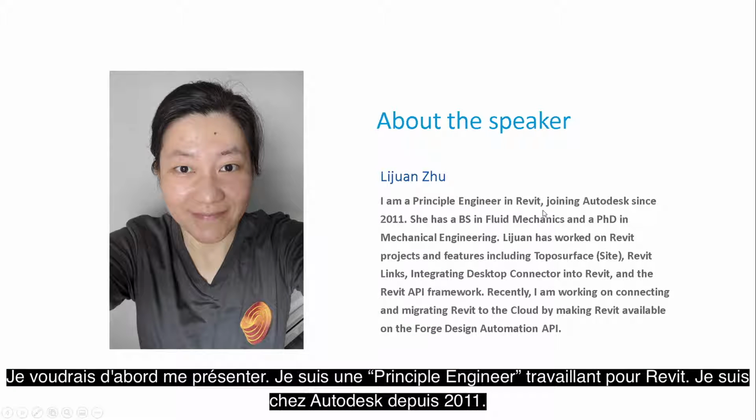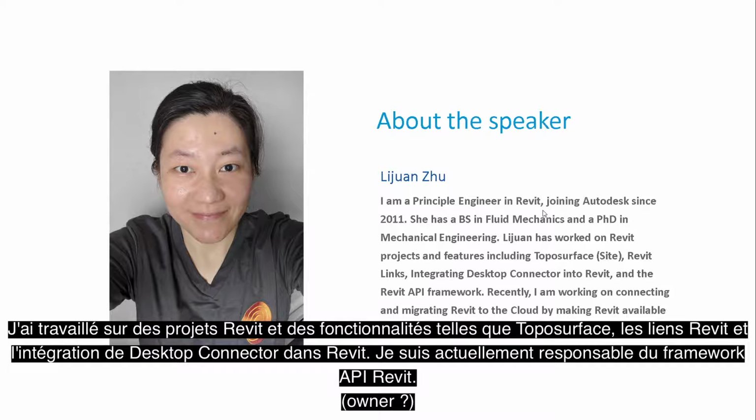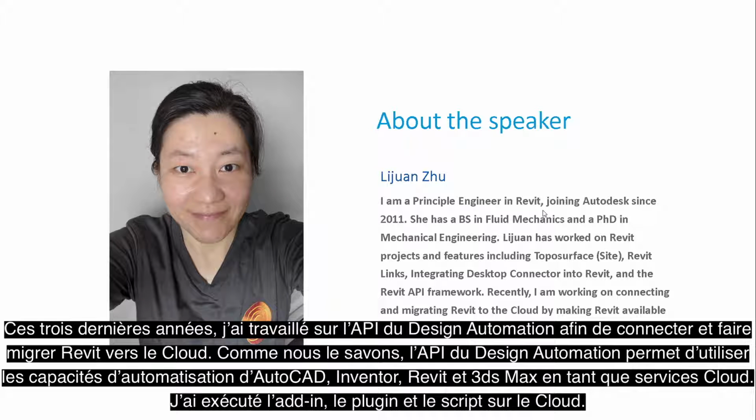I would like to introduce myself first. I am a principal engineer working for Revit. I joined Autodesk in 2011. I have worked on Revit projects and features such as topper surface, Revit links, and integrating desktop connector into Revit. Currently, I'm the owner of Revit API framework. In recent 3 years, I'm working on design automation API to connect and migrate Revit to the cloud.